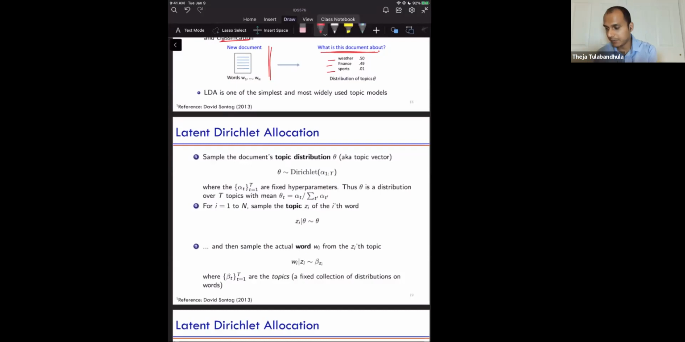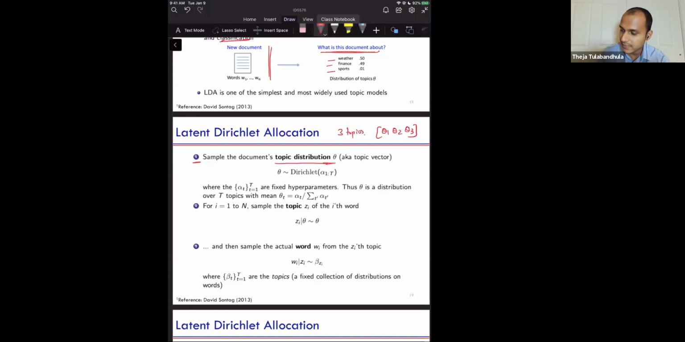Let me start with the first step. In a generative model, I'm going to describe a way to generate a document. First step, you sample a topic distribution. Let's say, for simplicity in this example, there are only 3 topics. Then we need to first generate a topic distribution. It's going to be a 3-dimensional vector with theta 1, theta 2, theta 3. It's a topic distribution, and therefore it's a probability mass function, so it should sum up to 1. Theta 1 plus theta 2 plus theta 3 should sum up to 1.